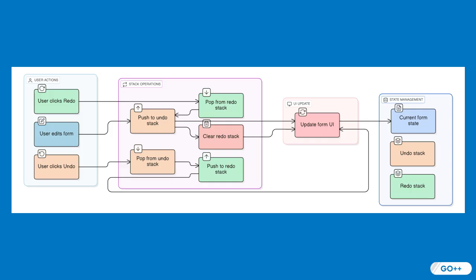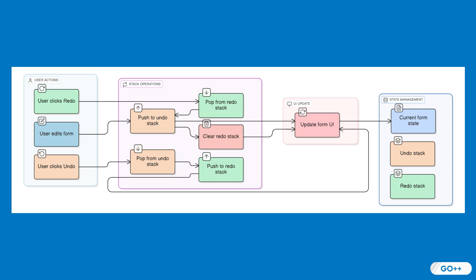Imagine editing a document in a powerful word processor. Each time you type, delete, or format, the program remembers your steps, letting you travel backward and forward through your changes. This seamless ability to undo and redo is not just a convenience. It's essential for confidence and experimentation. Under the hood, this feature is powered by a structure known as the undo-redo stack.